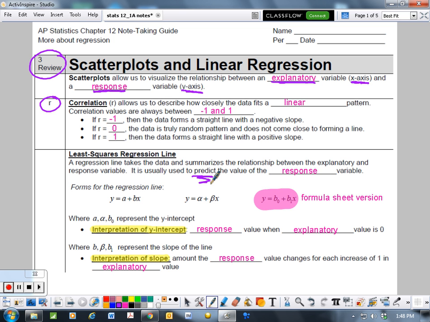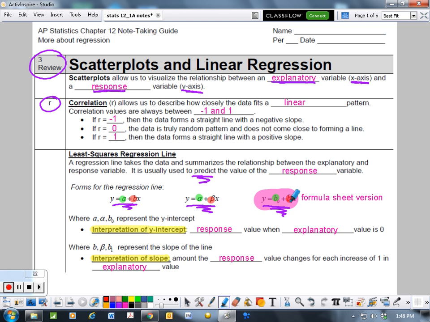Now we have 3 different forms for a regression line. We have y equals a plus bx, and then we have y equals alpha plus beta x, which is just a Greek version of the first one. And then we have our formula sheet version, which is y equals b0 plus b1x. With each one of these, our first value, a, alpha, and b0, are all going to be our y-intercept, and then we have our b, beta, and b1, which are all going to be our slope.